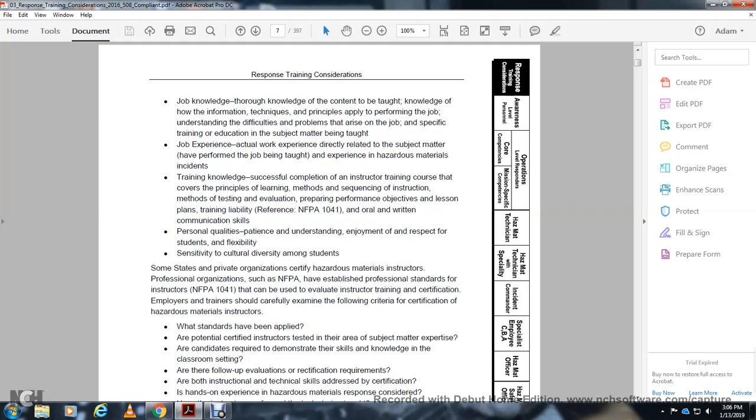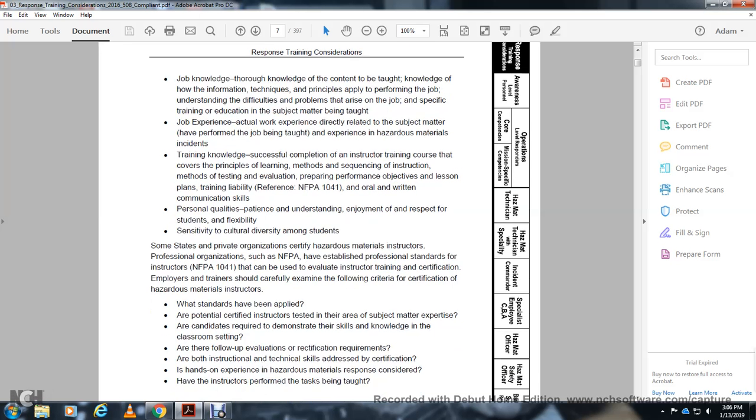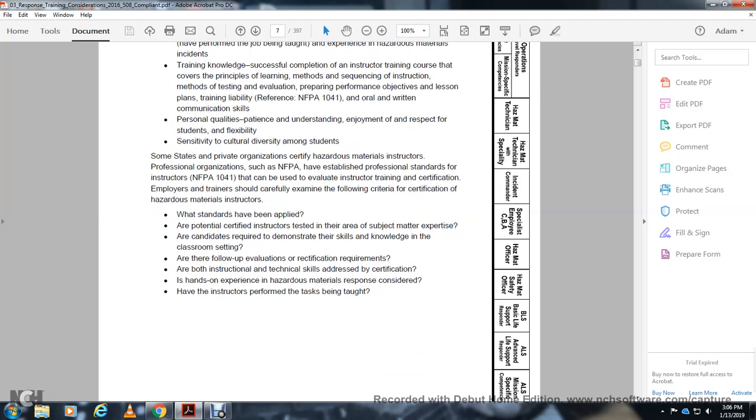What is the process for certifying potential instructors, and do they test the area of subject matter expertise? Are candidates required to demonstrate skill and knowledge in a classroom setting? Are there evaluation and recertification requirements? Are both instructional and technical skills addressed by the certification? Is hands-on experience in hazardous material response required? Consider having the instructor perform the task being taught.